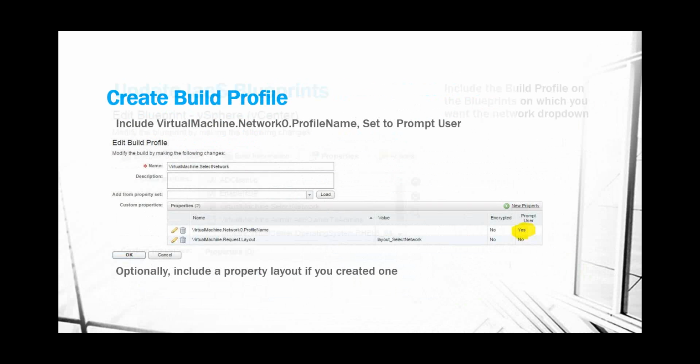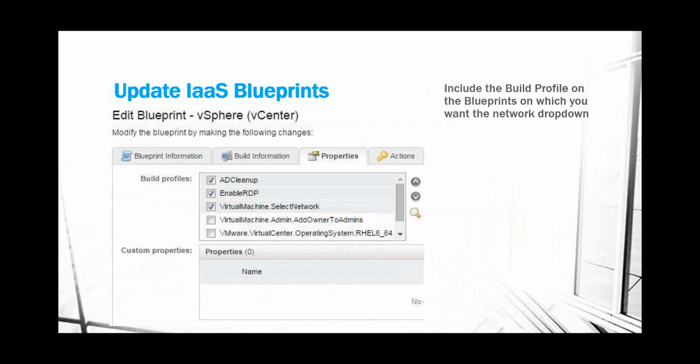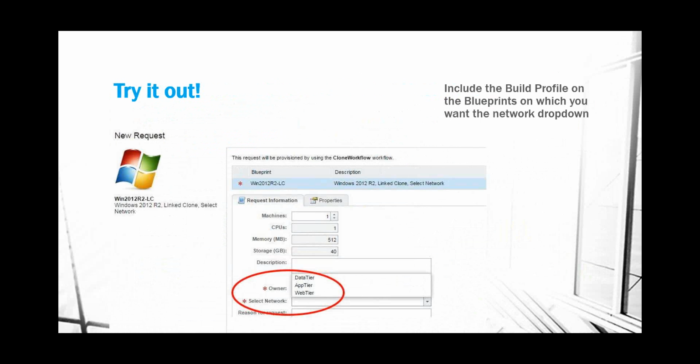And again, we're going to update the infrastructure as a service blueprint by adding, or checking the box beside, the virtual machine.select network build profile. And this will allow us to provide the user with the drop-down list of networks. And here's how that appears. So when the user attempts to provision a machine from any one of the blueprints that includes the select network build profile, they'll be prompted to select a network, and the machine will be provisioned into that network because we've already made sure that we've included that on their reservation.